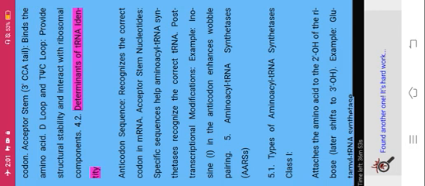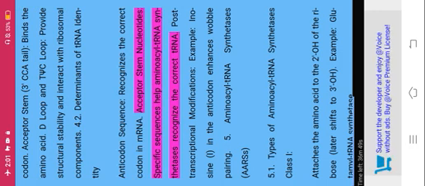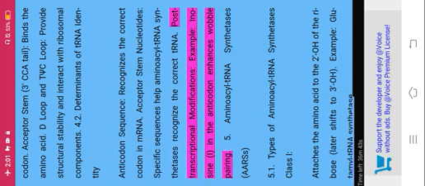4.2. Determinants of tRNA identity. Anticodon sequence recognizes the correct codon in mRNA. Acceptor stem nucleotides: specific sequences help aminoacyl tRNA synthetases recognize the correct tRNA. Post-transcriptional modifications, for example, inosine (I) in the anticodon enhances wobble pairing.